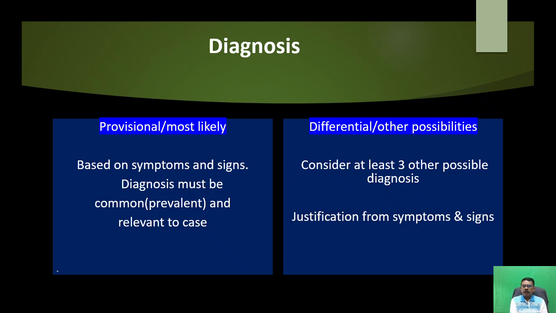The provisional diagnosis is only one. You cannot have more than one. The differential diagnoses can be a few others. If you can, try to have around 3 possible differential diagnoses. And you must be able to justify why you came to this provisional and differential diagnosis. This justification must be purely from the symptoms and signs in that particular patient of yours.